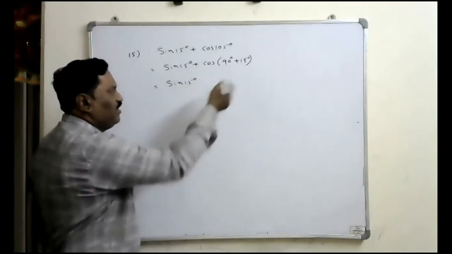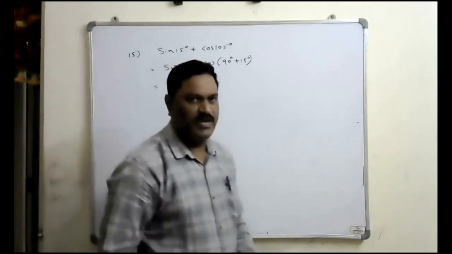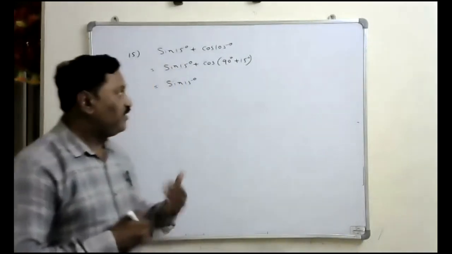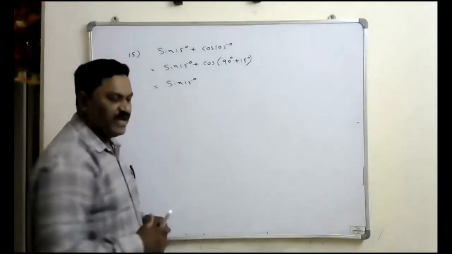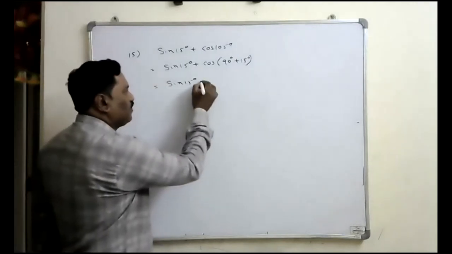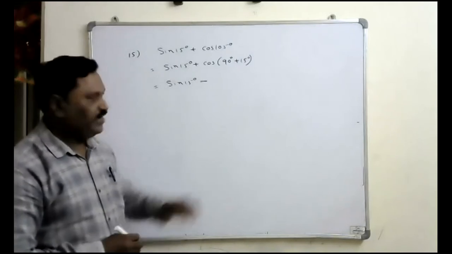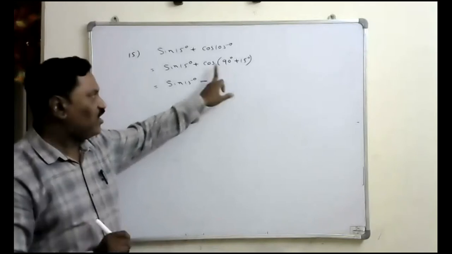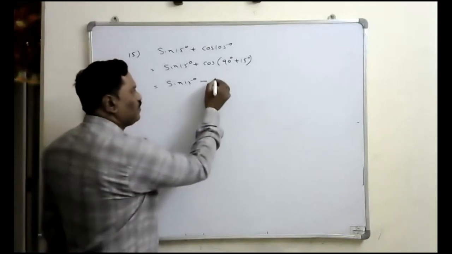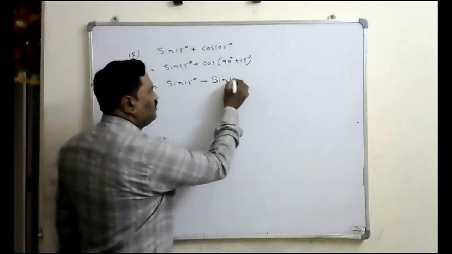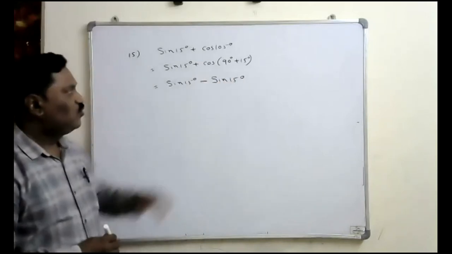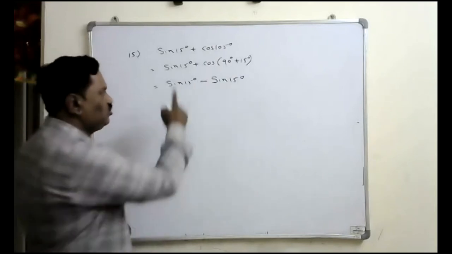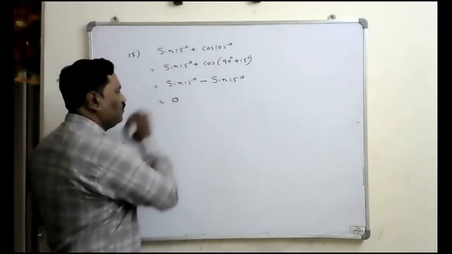Here if you observe the angle 90 plus, in which quadrant does it lie? Second. In the second quadrant, what is the sign of cos? Negative. So we will get a minus sign. And since the angle is 90 plus, cos changes to sine. This is sine 15 degrees. So cos 105 degrees is also equivalent to minus sine 15 degrees. So these two are getting cancelled. So the answer is 0.